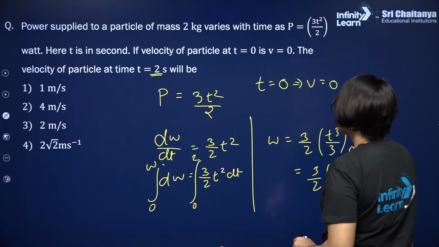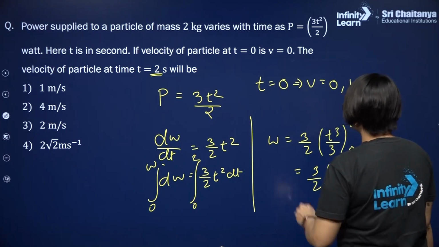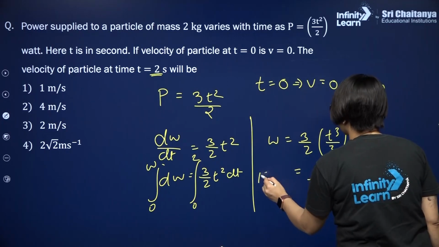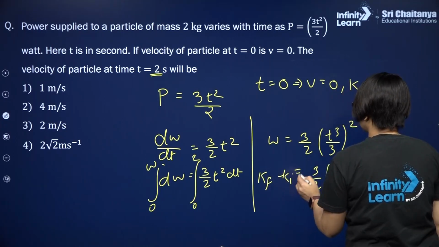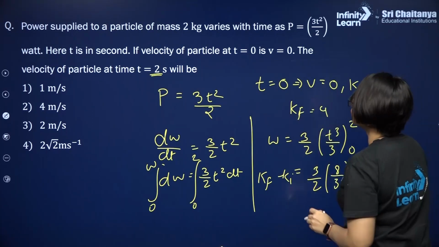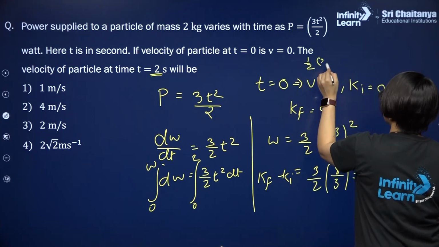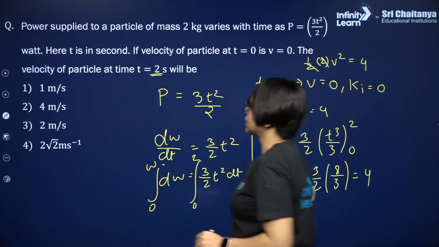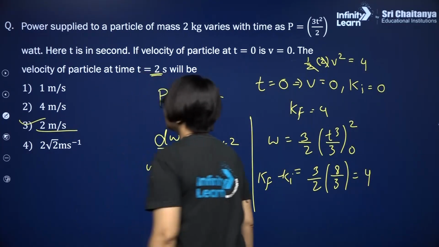So, over here work done is 4 joules and that is equal to change in kinetic energy, K final minus K initial. So, K final will be 4 because K initial is 0. So, it is half m v final square is equals to 4. So, v square is 4. So, v is equals to 2 meter per second.